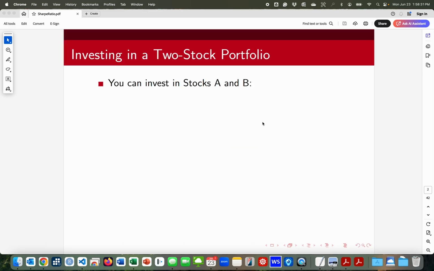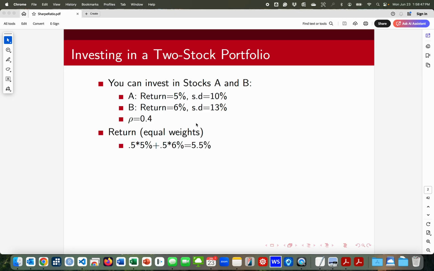So let's just assume we have a two-stock portfolio. Stock A has a return of 5%, standard deviation of 10%. Stock B has a return of 6%, standard deviation of 13%, and the correlation is 0.4. This is the same thing we saw earlier in the minimum variance portfolio example.